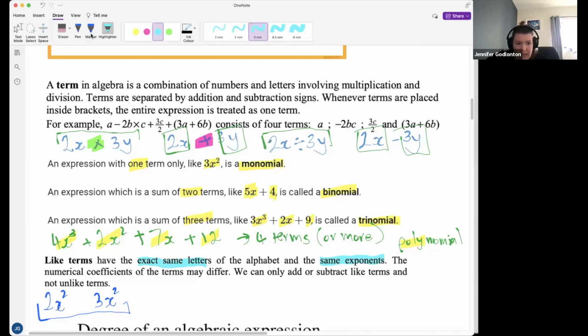What if I had 4xy squared and 2xy? Are those like terms or are they unlike terms?